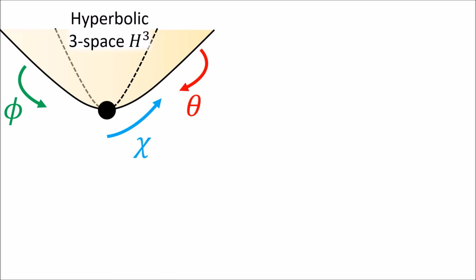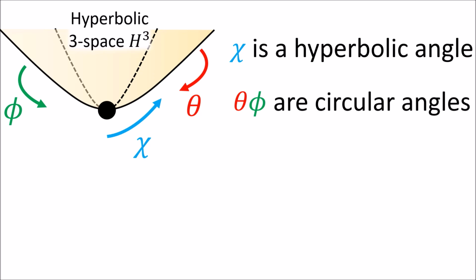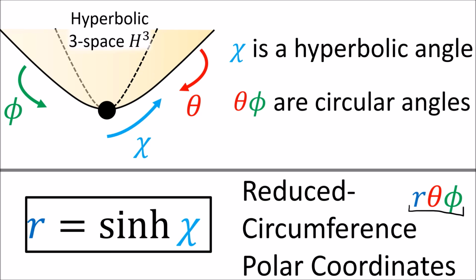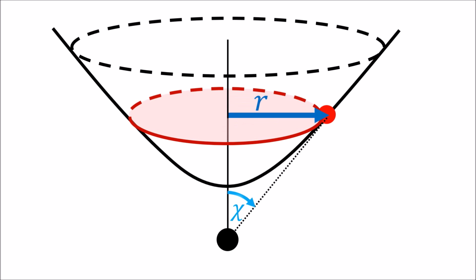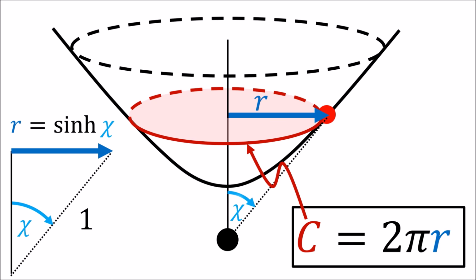Similarly, for the open universe, chi is a hyperbolic angle and all the other coordinates are circular angles. And we can define r as sinh of chi. If we look at the hyperboloid sheet, chi is the hyperbolic angle of a point measured from the vertical axis. Looking at this triangle, we can see that the radius small r of the red disk is sinh of chi, as we defined previously. And the circumference of this disk is again 2 pi r.